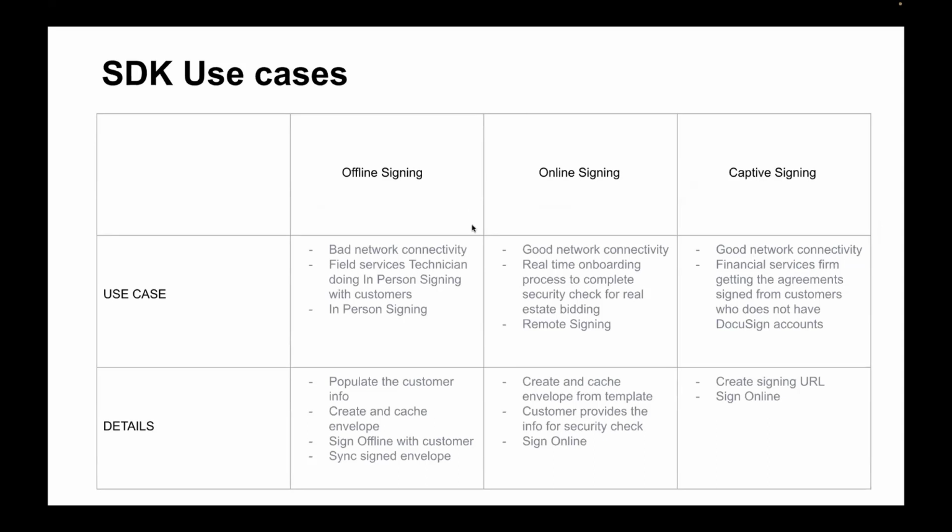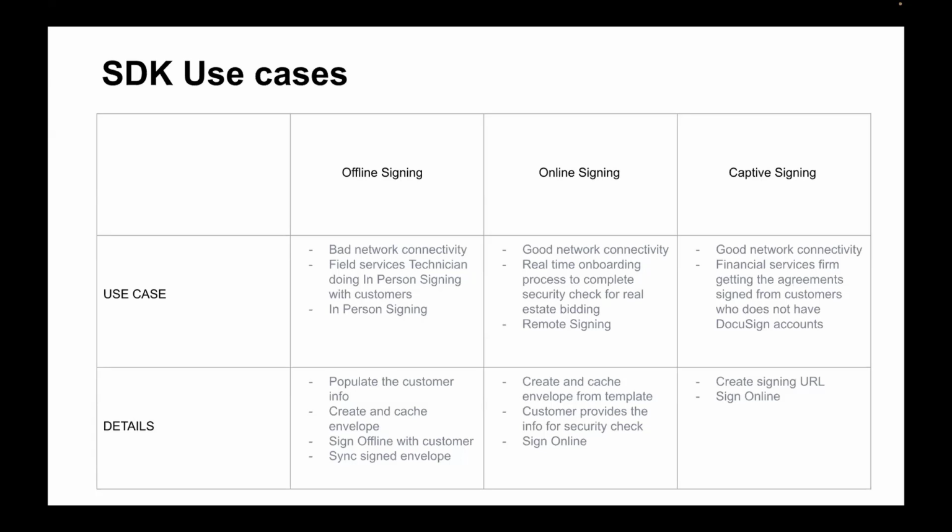Okay, now let's jump on to SDK use cases. So how do I know when to use which signing? Let's say you are in a bad network connectivity zone, or the network is flaky in your areas or countries. Those are the places where you can choose our offline signing API.